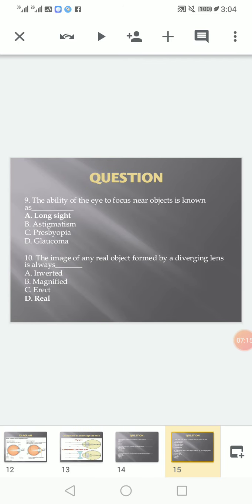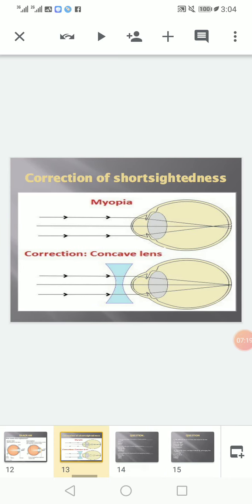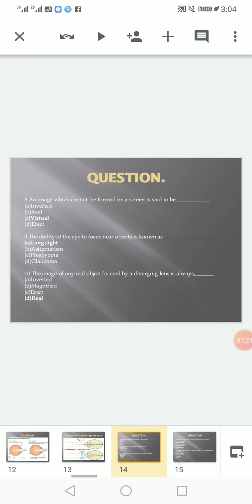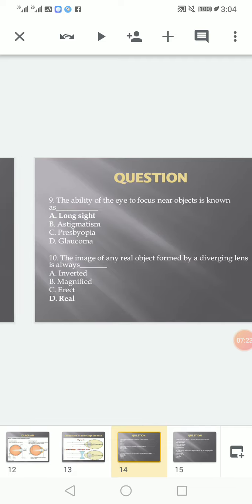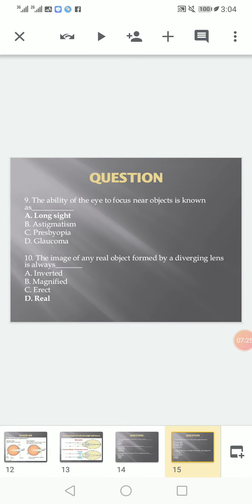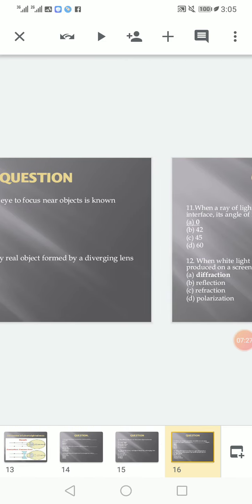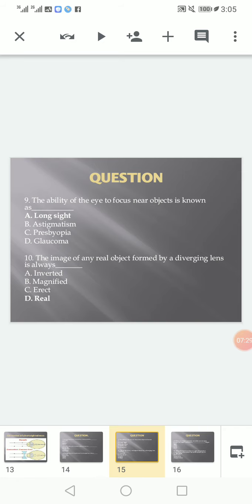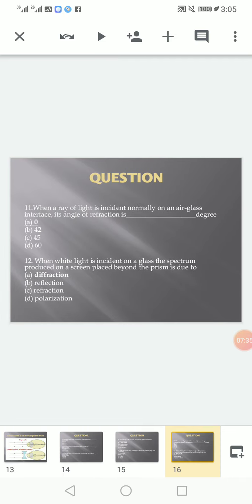The ability of the eye to focus near objects is known as what? Long sight. The ability of the eye to focus near objects is called long sight. I've seen this question before. The image of a real object formed by a diverging lens is always real. You can see I'm repeating the question so that you have a good understanding of it.